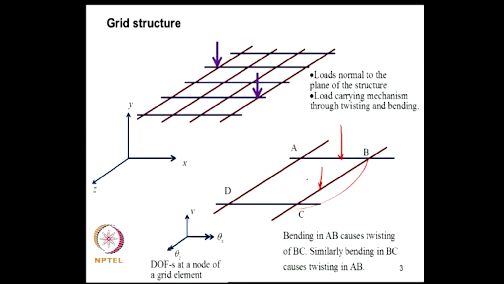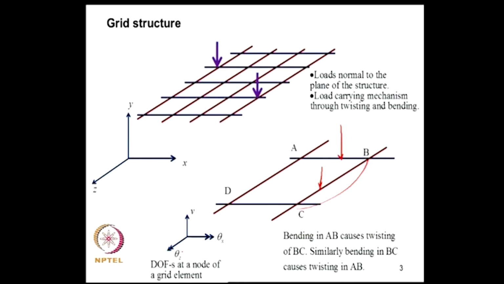So, now at any node therefore, we need to have one translation and one rotation due to bending and another one twisting. So, for this element AB, for example, there will be twisting along the longitudinal axis, which is say the x axis, that is theta x, and it will displace along y axis, and that is v, and also it will rotate about z axis, that is theta z. So, these 3 are the degrees of freedom. So, now we have analyzed the bending action earlier. Now, we need to consider the twisting action.